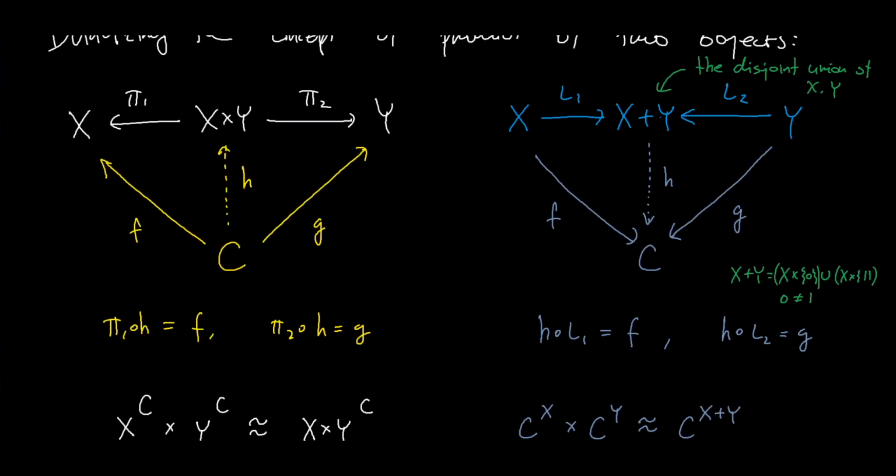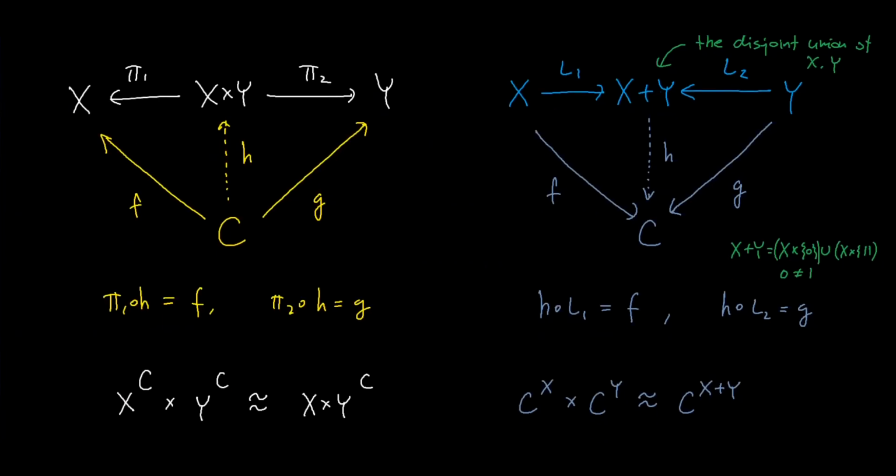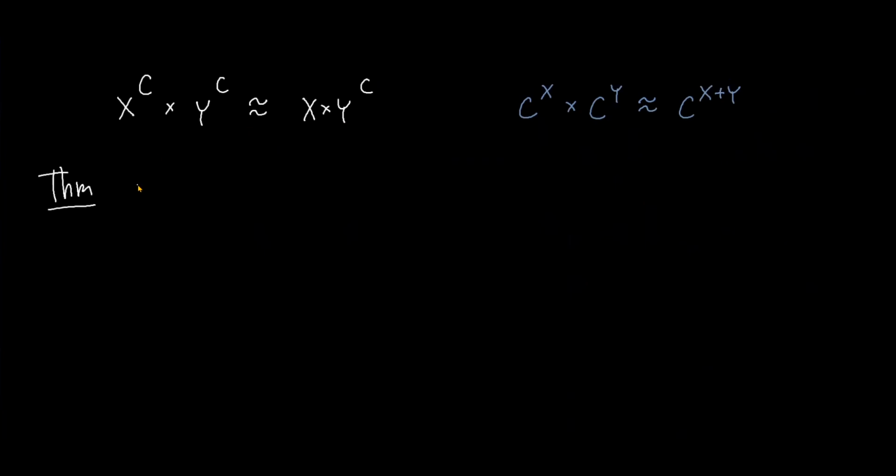There are many consequences of this surprising link between multiplication and addition. One of the simple consequences is the following. We could prove that in every category, X cross Y cross Z is isomorphic to X cross Y cross Z.